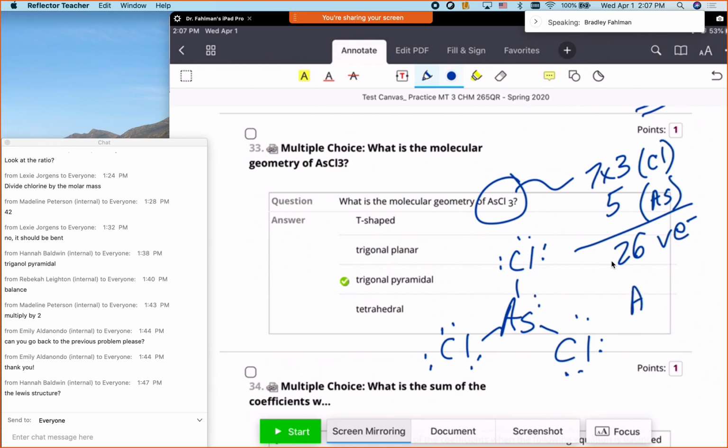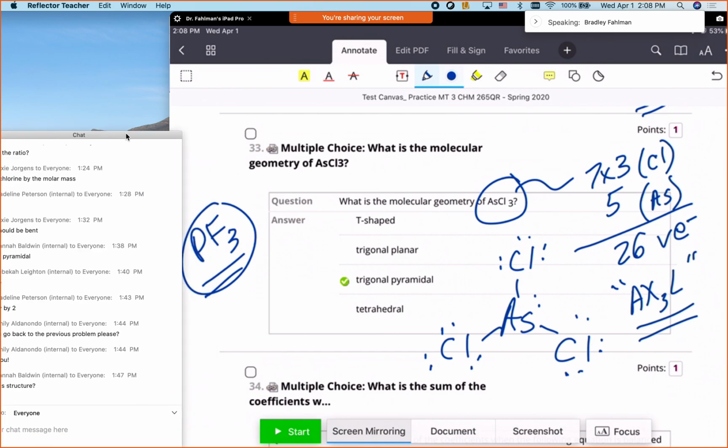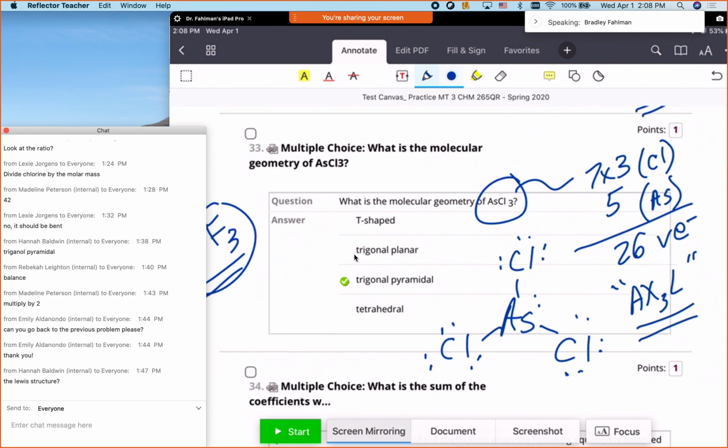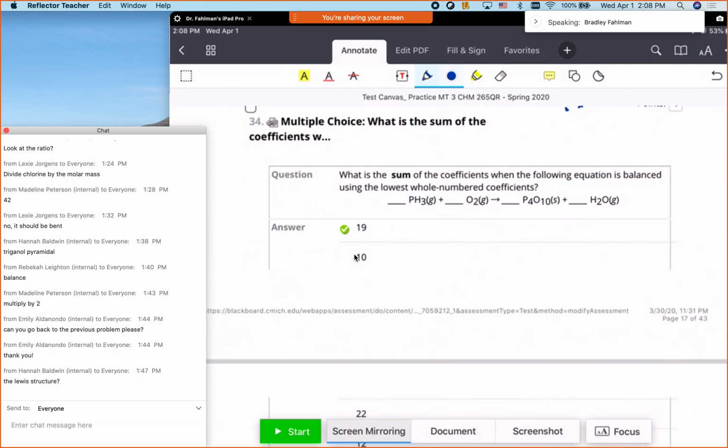So this is your AX3L variety, which is similar to what we did for PF3 before. Remember PF3, and so this will be trigonal pyramidal because you have that lone pair on the central atom. This is a good one.